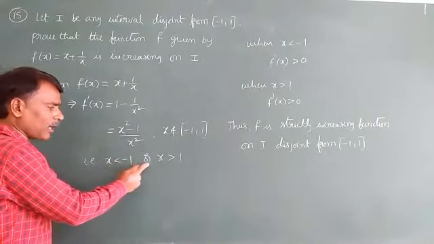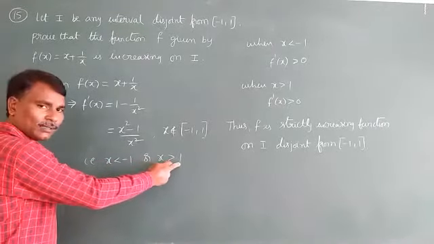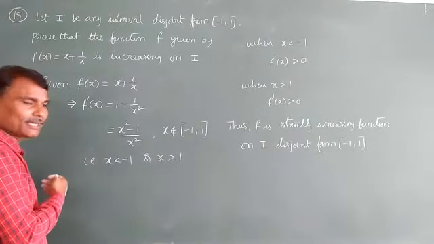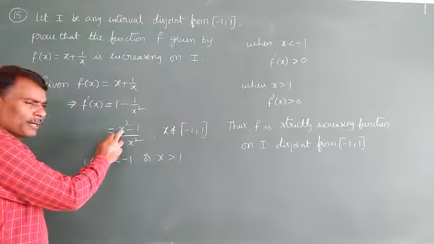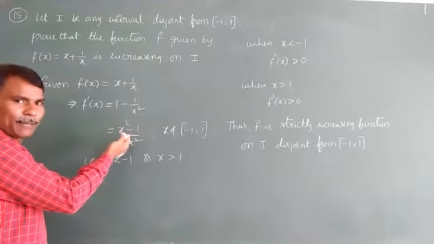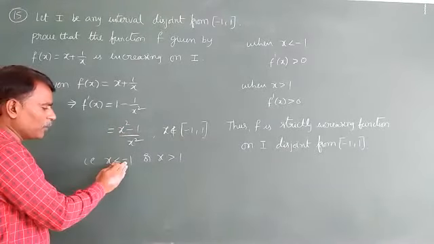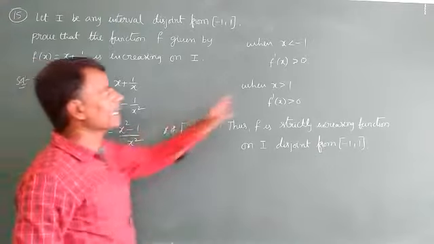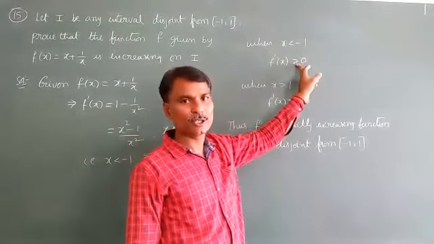x less than minus 1 or x greater than 1. x less than minus 1 means we are taking minus 2, minus 3 like that. Minus 2 whole square, minus 3 whole square, whatever it is, it becomes plus. Plus minus 1, we are getting plus 1. So this part is plus. So if you consider any value less than 1, definitely f dash of x is greater than 0, a positive value.